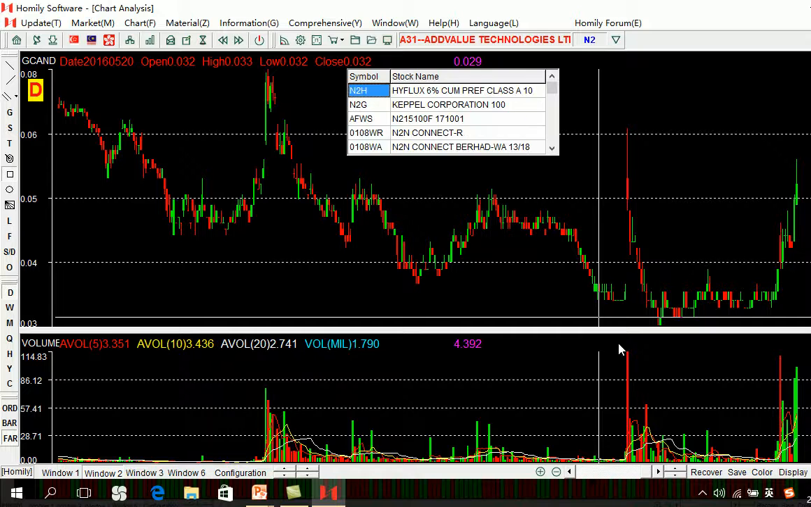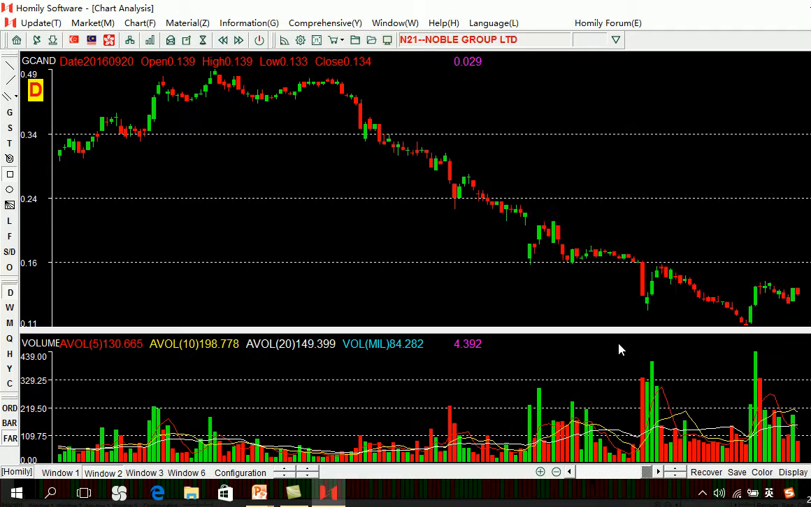Let's see Noble. Firstly, let's look at this stock. In my opinion, this stock may have some chance. Why? Because we can see this is the downtrend, but this is a low point, and the next low point is here. The low point is higher, not lower, right? So maybe the downtrend will reverse.